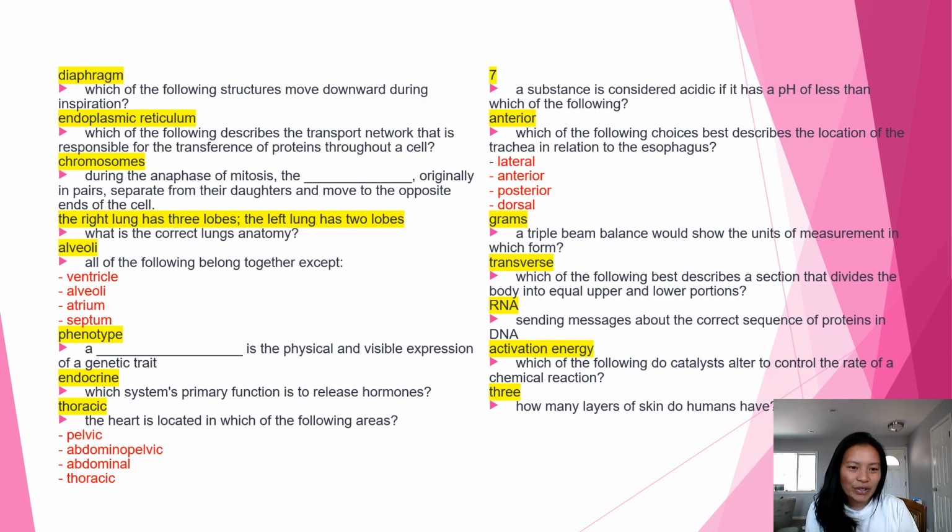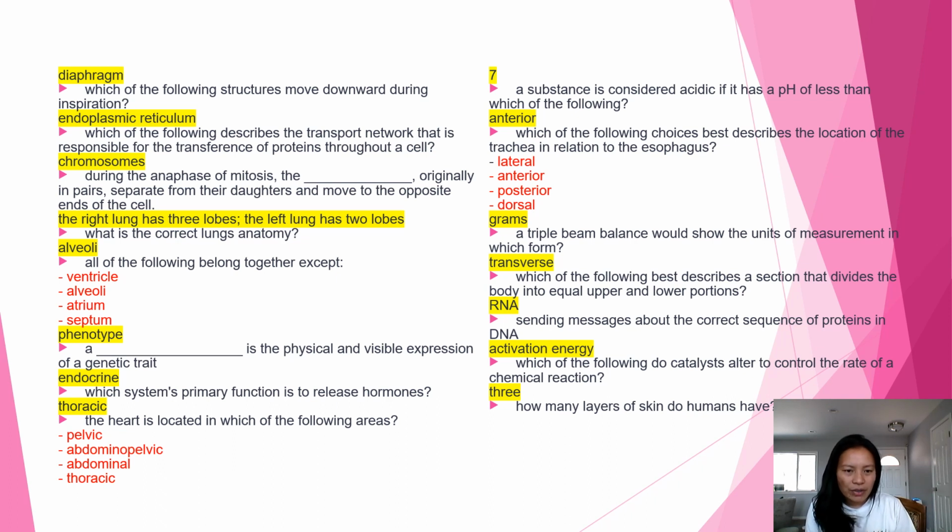Next question. During the anaphase of mitosis, the blank originally in pairs separate from their daughters and move to the opposite ends of the cell. So the answer is chromosomes. So again, during the anaphase of mitosis, the chromosomes originally in pairs separate from their daughters and move to the opposite ends of the cell.